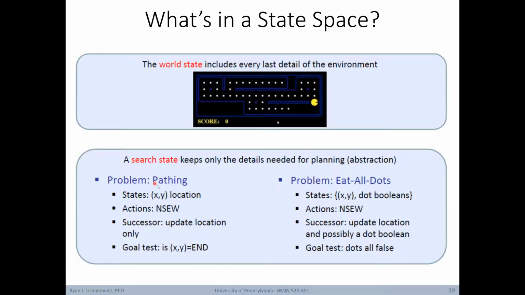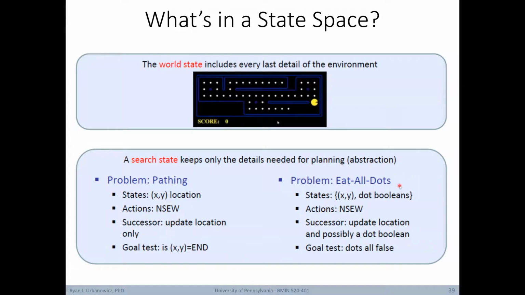One where we're trying to find the best path to a new location, and another where we're trying to eat all of the dots. In the pathing example, our states only include the location of Pac-Man, the actions include the direction, and the successor function only updates the location. And finally, the goal here is to end up in a specific location on the map.